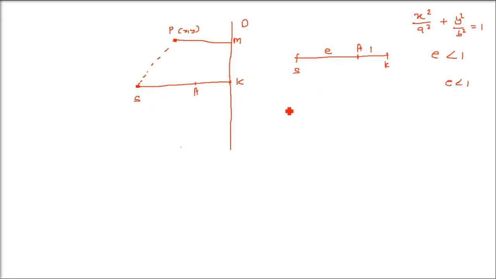So this is A. SA by AK. A is the point which has internally divided the line SK in the ratio e is to 1. So SA by AK is e is to 1. Now we have to divide it externally. You know how to do this. We have done it in the straight lines. So A dash, we are extending it now. So this SA dash, we have extended it. So the first equation we have found out by internally dividing this line SK.